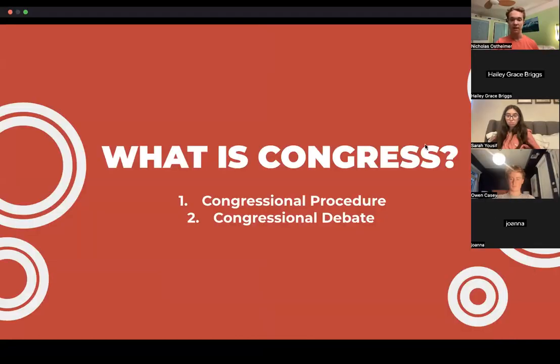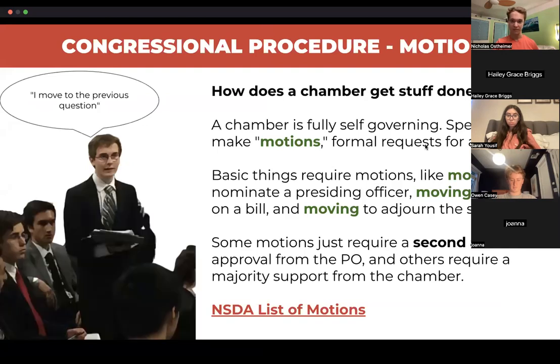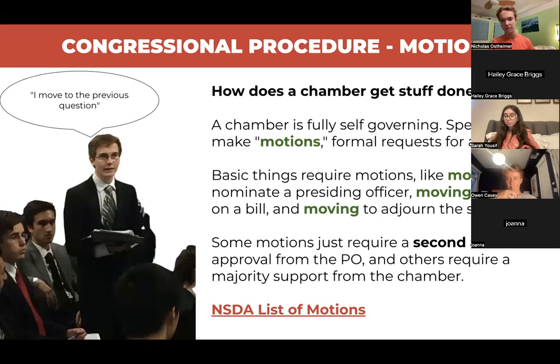So first of all, let's talk about motions. How does the chamber get stuff done? So in Congress, uniquely for this speech and debate event, the entire chamber is self-governing. You do have judges, and they're going to sit in the back and usually say just about nothing, because when you and your other chambermates get into the round, you are responsible for running the round and for functioning as a simulation of the US government.